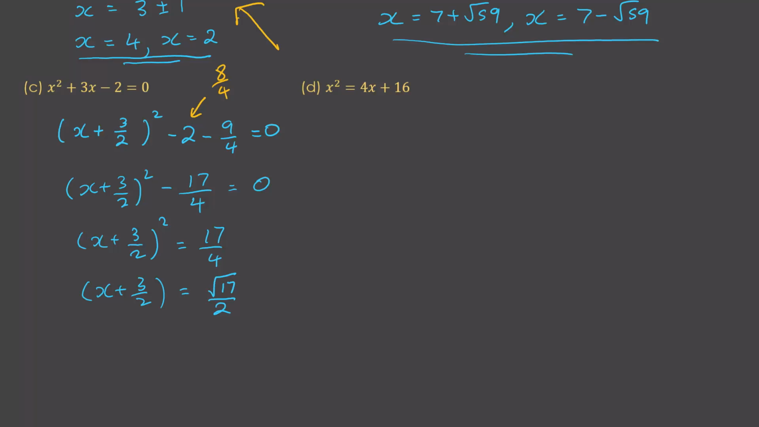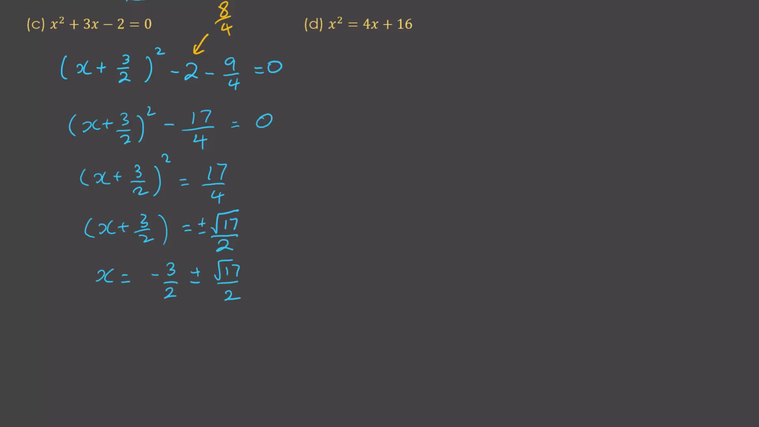And then if I take away 3 over 2 from both sides, of course this should be plus or minus. If I take away 3 over 2, I get x equals negative 3 over 2 plus or minus root 17 over 2. So I can write my two different solutions as negative 3 add root 17 over 2 and negative 3 take away root 17 over 2.